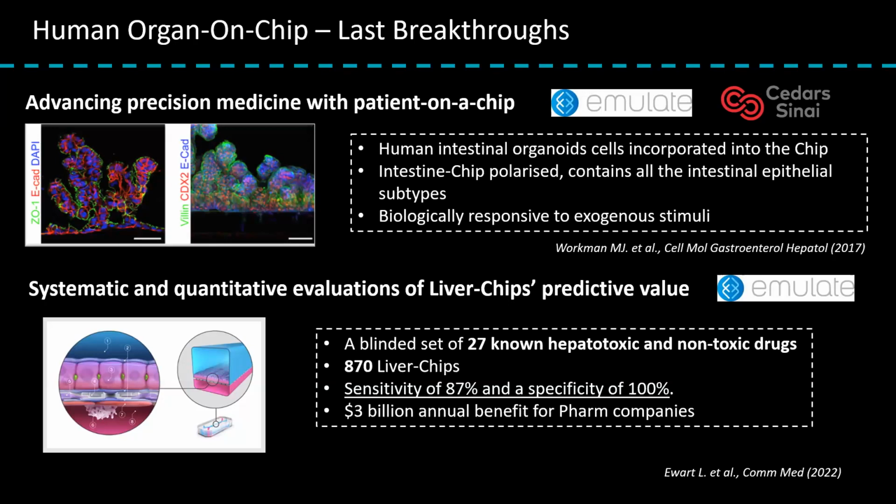And they calculated the costs and benefits of using liver chips for drug development, and they were able to estimate that using this technology will generate 3 billion annually for the pharmaceutical companies.